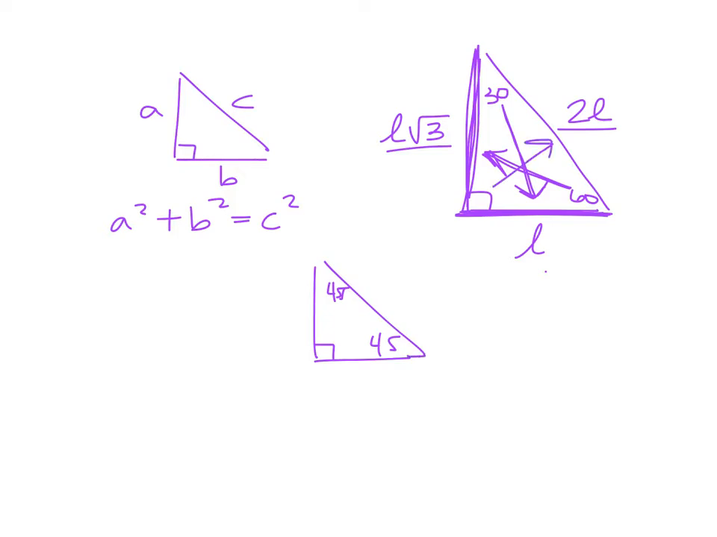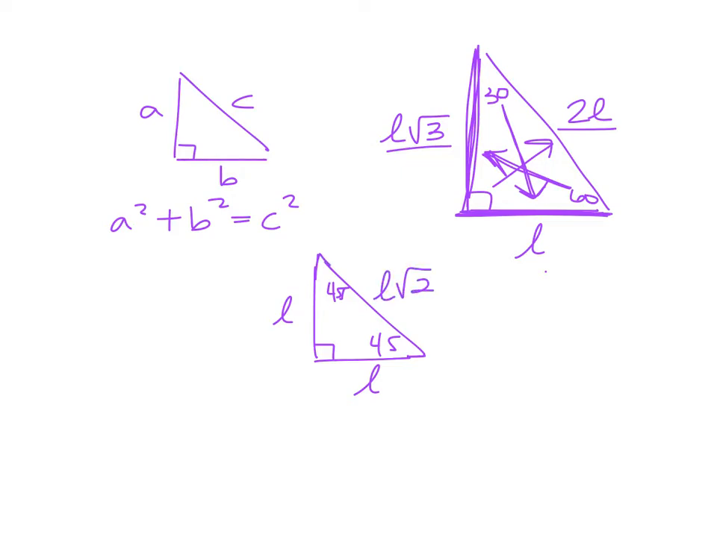Yeah, Nolan. Those two, one is shorter than the other. The shorter one is L, the longer one is L rad 3. Okay, in the 45, 45, 90, these are both L. What is the hypotenuse? L rad 2.